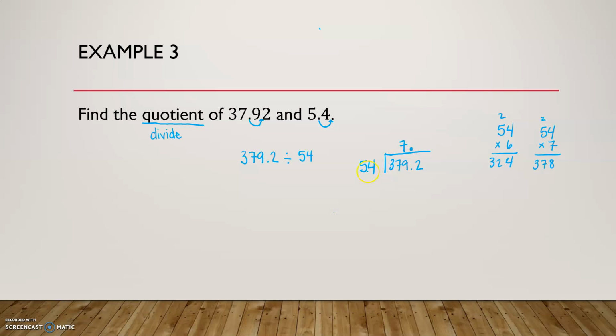7 and 54 multiplied to 378. I don't have to work it out because I already did it over here. Remember that we subtract those. And when I subtract this, I get 1. Bring down the 2. And now I'm going to say, how many times does 54 go into 12? It doesn't, so I'm going to say that it gives us a 0. I didn't mean to put the 0 there.